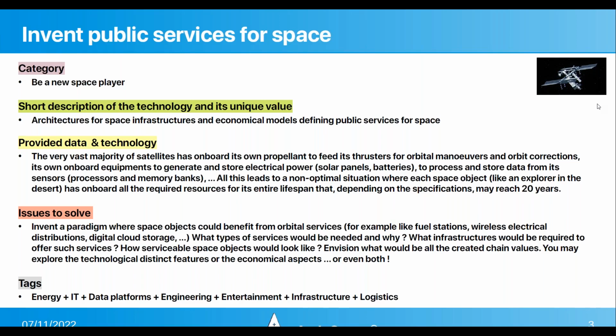I think that this would be really useful, and this probably is going to be the future of space travel as well, because you can extend your satellite life a lot.